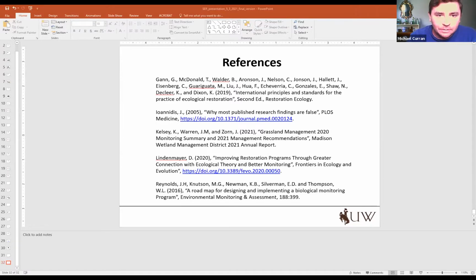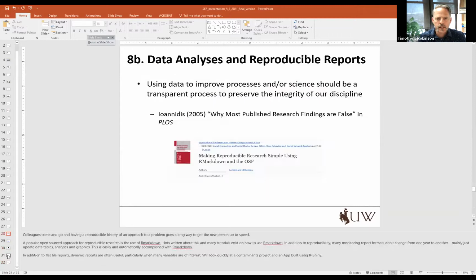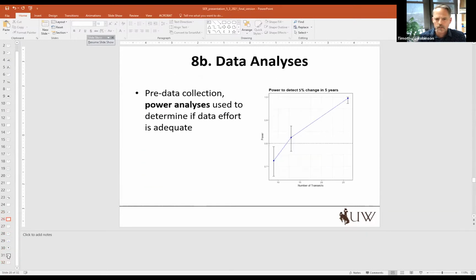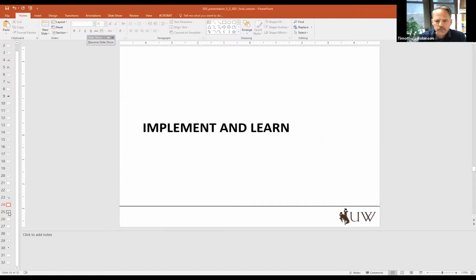The next question asks, can you elaborate more on how power analysis is utilized? You bet, that's a great question as well. Let me see if I can go back up here. So how was the power analysis utilized? I showed you this plot. On the very far left there were 7 or 8 transects, and then in the middle there might have been, I think, 12 transects, if I remember from the actual study.